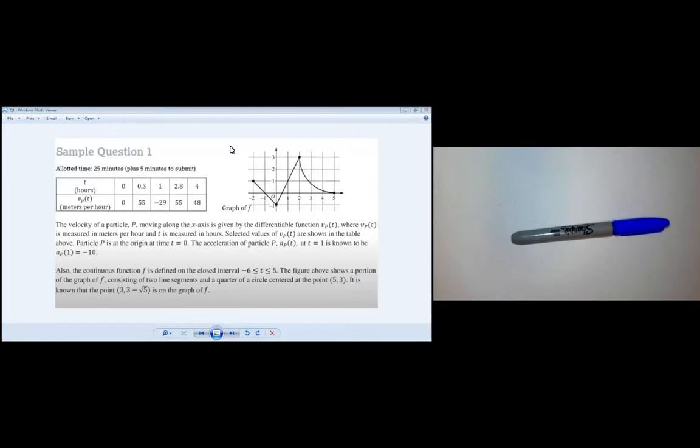And the other thing I see is some things in the paragraph. They give me some selected values of acceleration. So obviously that's going to be needed somewhere. But if I need a specific acceleration, it's probably in the paragraph. So we got velocity in the box. We have a graph for F. And now let's see what they're going to be up to.